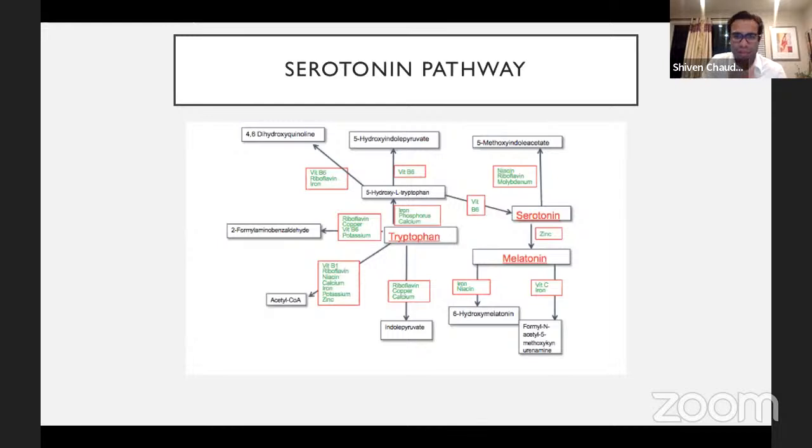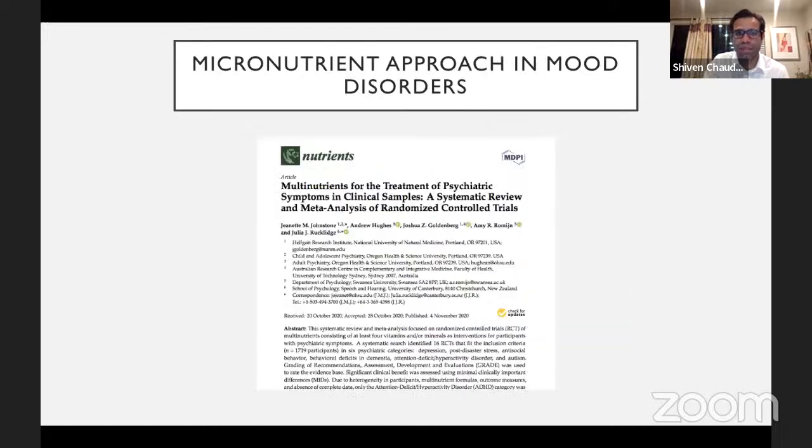I'm not going to go through this. This is just kind of an idea of how you make these hormones that are responsible for a lot of sleep issues and mood disorders. And if you see, again, micronutrients are responsible when you create serotonin and melatonin. I'll skip this one as well. This is just, again, a research study that talks about how you can use micronutrients in mood disorders.